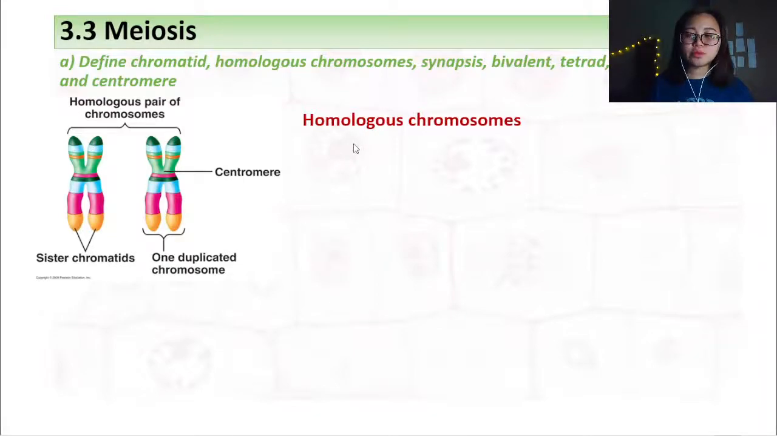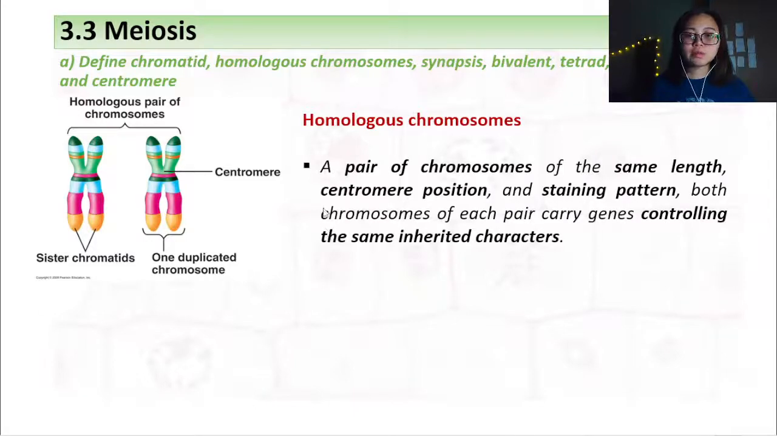The next term you should know is homologous chromosome. What does it mean by homologous chromosome? It is a pair of chromosomes of the same length, centromere position, and staining pattern. Both chromosomes of each pair carry genes controlling the same inherited characteristics.